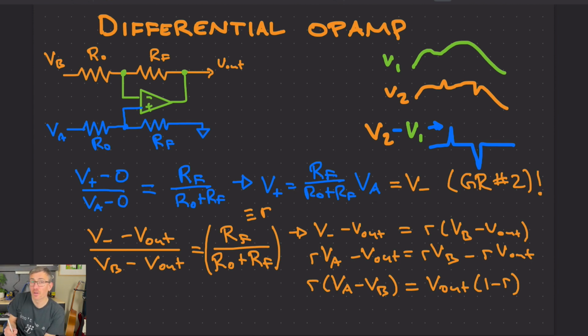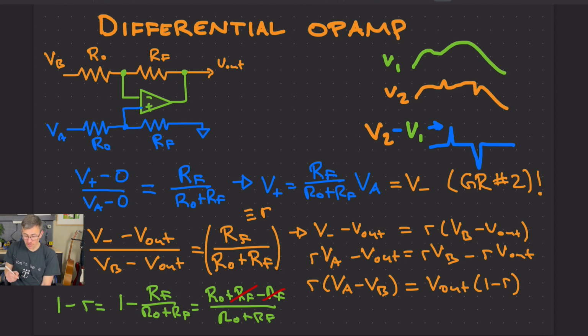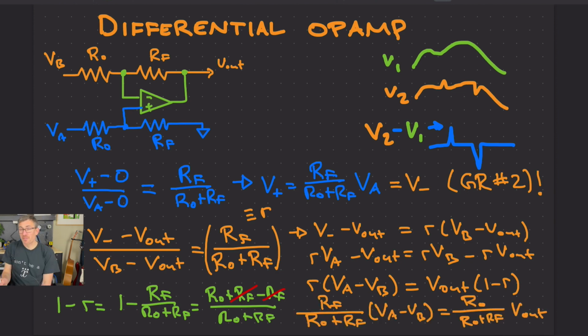And we'll just put a side note here that 1 minus r is just R0 over R0 plus RF. And we have the following equation. We have the same denominator on both sides, so we can cancel it out, multiply both sides by R0 plus RF, divide by RF, and we're done.